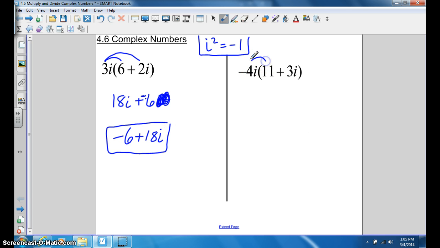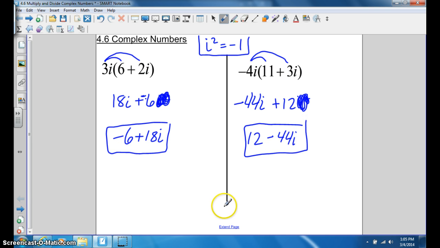For this one here, once again we distribute. So -4i times 11 is -44i, and -4i times 3i is -12i squared. And i squared equals -1, so we can cross out our i squared and just change our sign in front of the 12. So now we have 12 minus 44i. That's all we have to do. Just be sure to put it back into standard form.